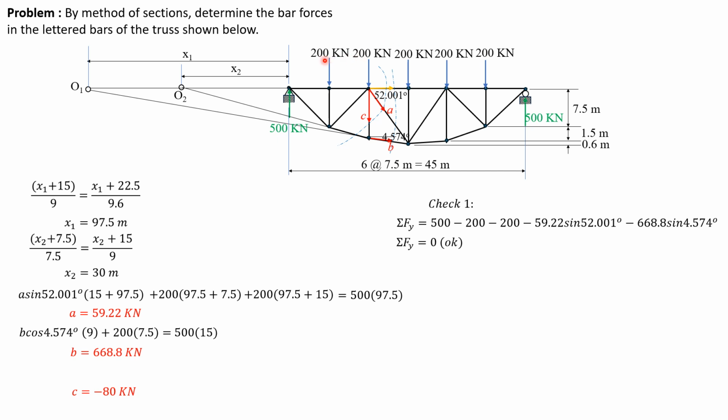Now, because of symmetry, the vertical reactions at the supports would be half of the total load. There are 5 equal loads downward, so 5 times 200 is 1000, divided by 2, so this is 500 kilonewtons upward. The horizontal component of the reaction here is 0 because there's no inclined or horizontal load.